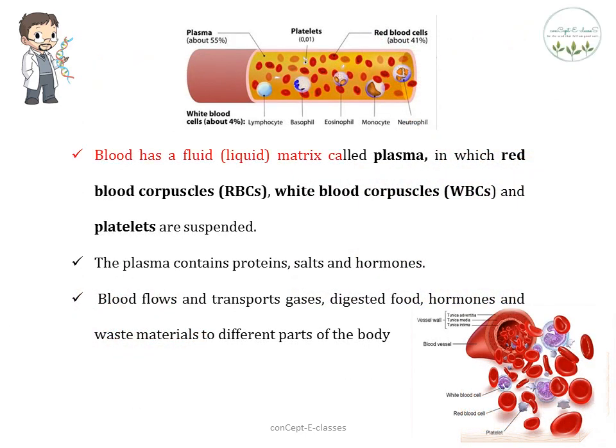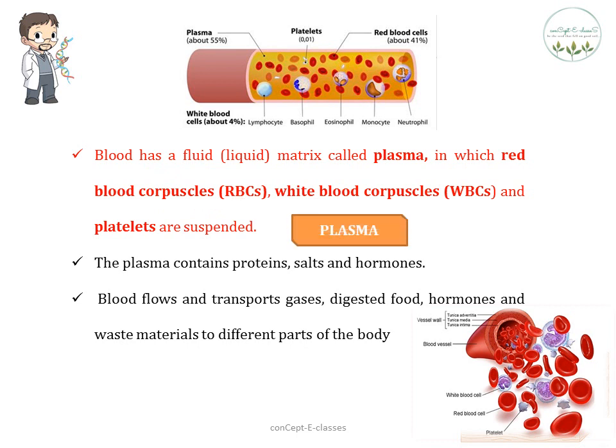We call blood a connective tissue because it has a fluid-like matrix called plasma, in which there are red blood corpuscles, white blood corpuscles and platelets. The plasma constitutes 55% of the blood, and the remaining 45% is the corpuscles. RBCs, also called erythrocytes, contain hemoglobin, which helps in the transportation of oxygen. We have WBCs, white blood corpuscles, also called leukocytes. They help in the clotting of blood. Then we also have platelets. We'll study more about this in higher classes.